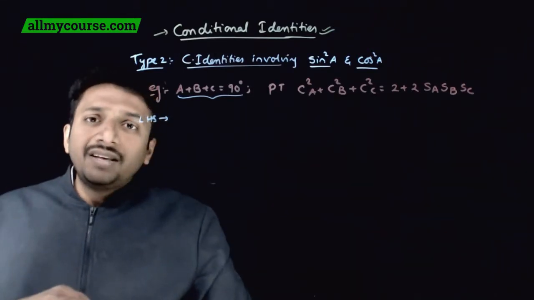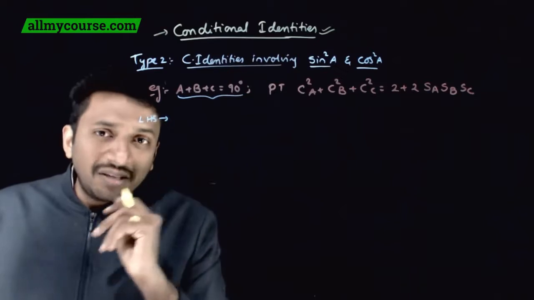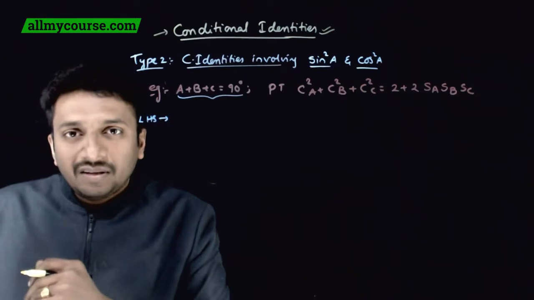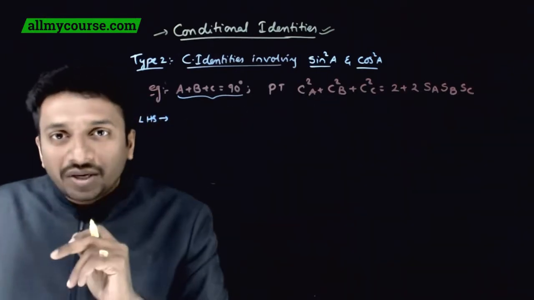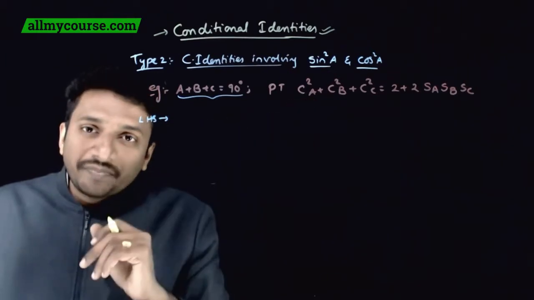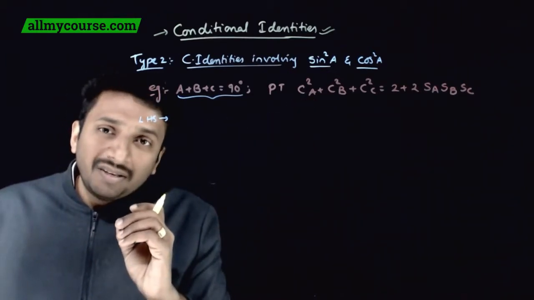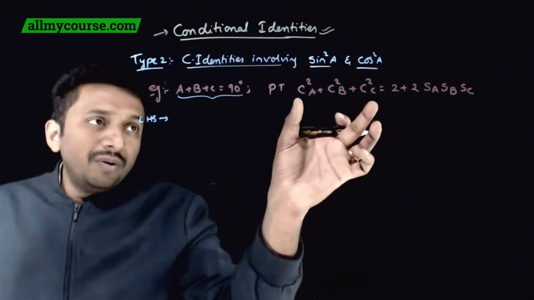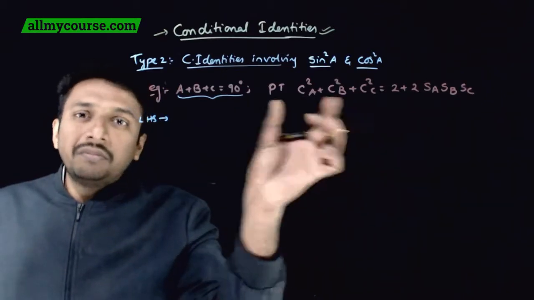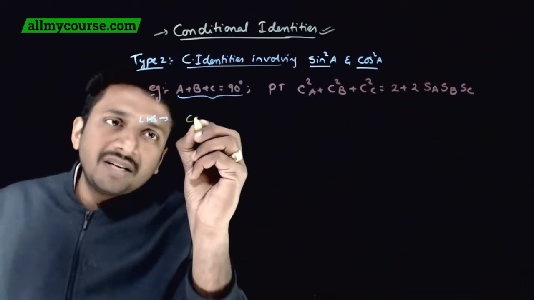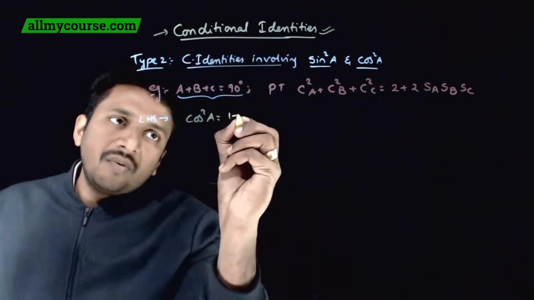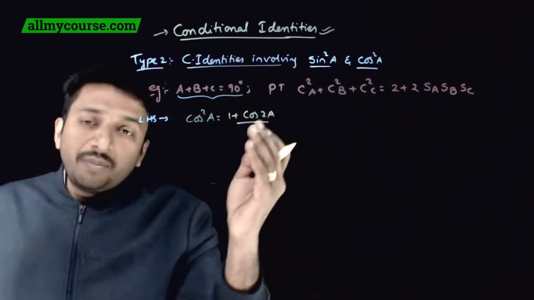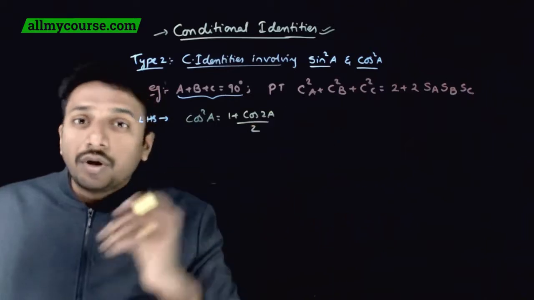The technique in the second type is that we try to convert type 2 into type 1 initially, because there are no formulas involving squares. The transformation formulas all involve normal trigonometric ratios, like sin c plus sin d, sin c minus sin d, and so on. What we do is convert the squares into multiple angles. We have a formula which says cos square a is equal to (1 plus cos 2a) by 2. Similarly, cos square b is (1 plus cos 2b) by 2, and cos square c is (1 plus cos 2c) by 2.